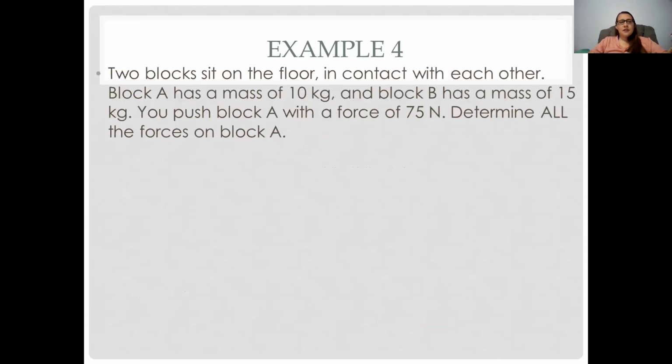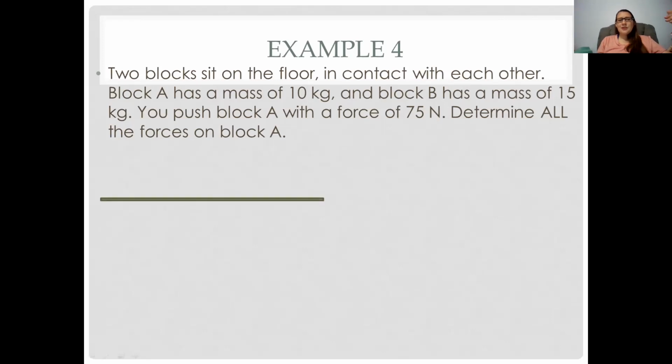Example 4. Two blocks sit on the floor in contact with each other. That's important. Block A has a mass of 10 kilograms, and block B has a mass of 15 kilograms. You push block A with a force of 75 newtons. Now, determine all of the forces on block A. This one is kind of tricky to think through. Some of the forces are more obvious than others when we're drawing our free body diagram.